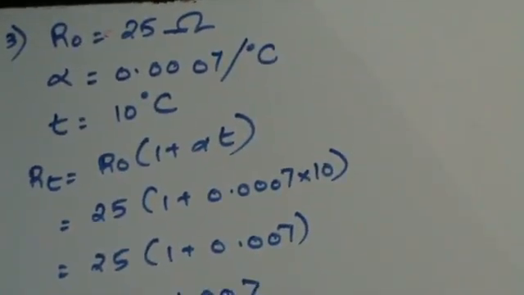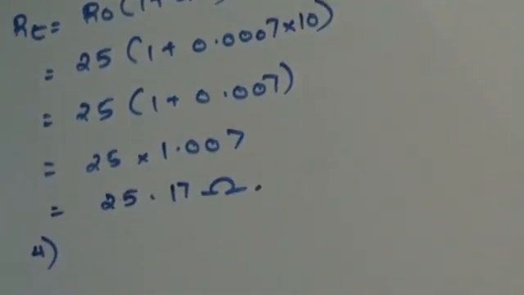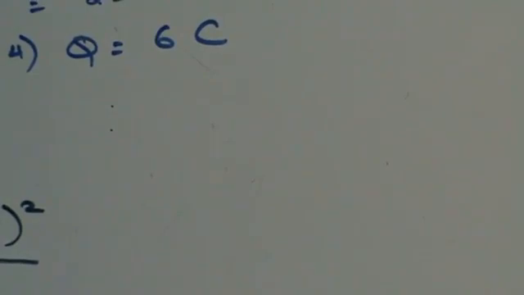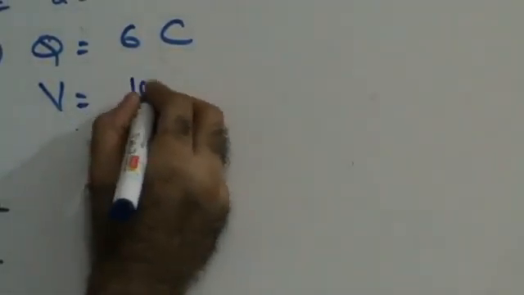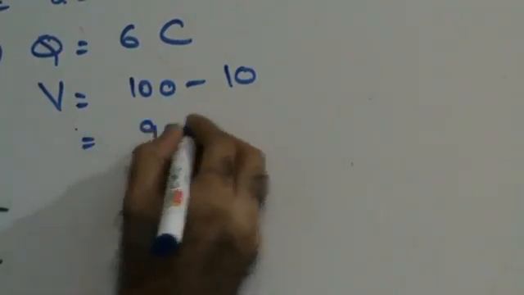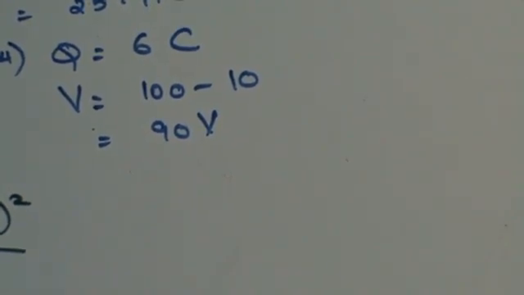Calculate the work done in moving a charge of 6 coulombs from a point of 10 volts to a point of 100 volts.